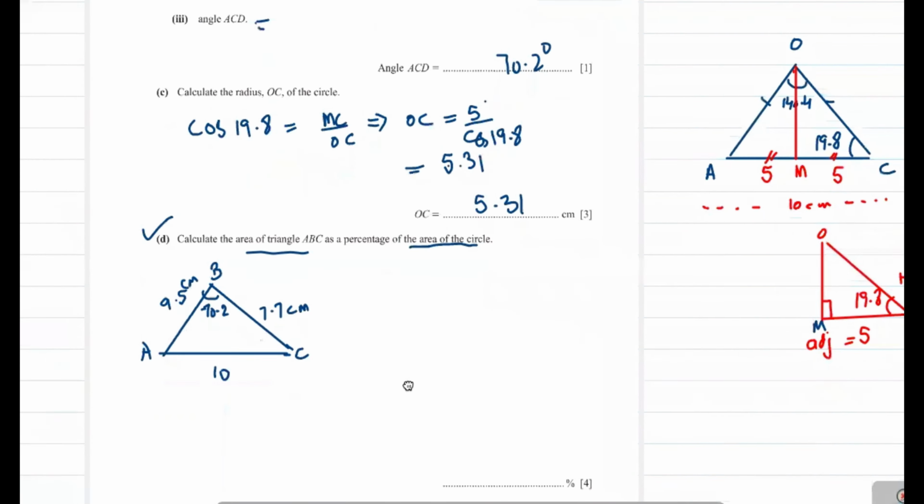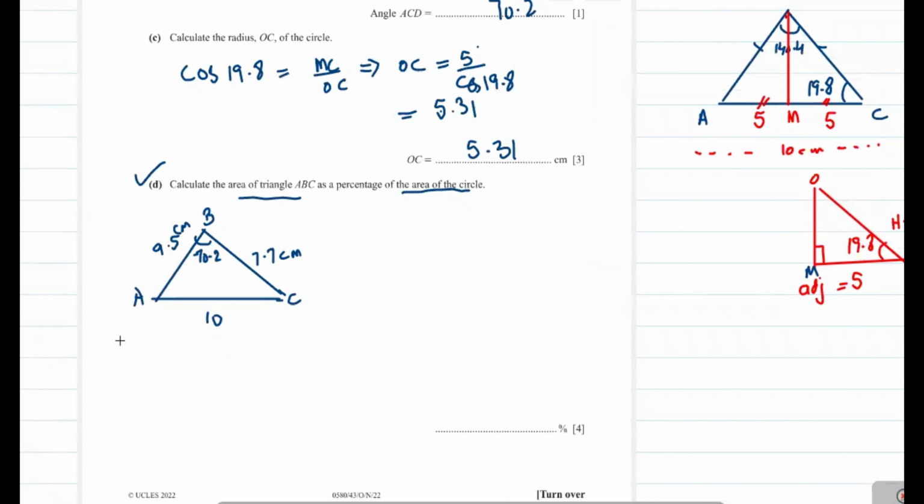Now we use the formula of area of triangle. You know the area of triangle is 1/2 multiplied by the product of two sides and the sine of the angle between them. We write it as AB multiply BC into sine of B. Now the area of triangle will be 1/2 multiply AB is 9.5, BC is 7.7, and sine 70.2 degree.